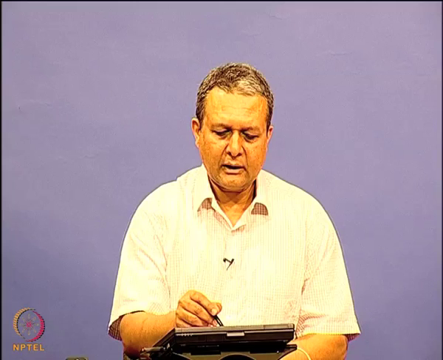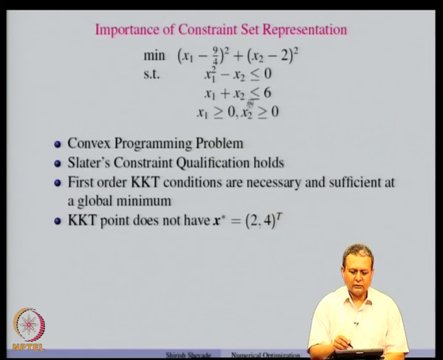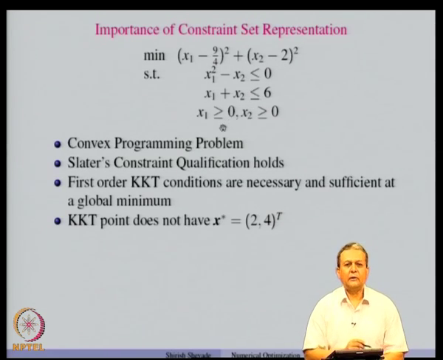Hello, welcome back. In the last class, we were looking at some examples related to constraint optimization problems, and we were checking the conditions about the optimality. In particular, we were looking at first order KKT conditions. So, this was the example that we were looking at. Minimize (x1 minus 9/4) square plus (x2 minus 2) square, subject to these constraints, and you have non-negative constraints on x1 and x2.